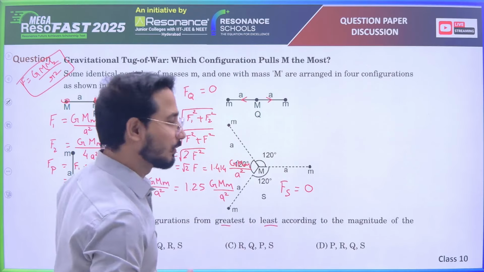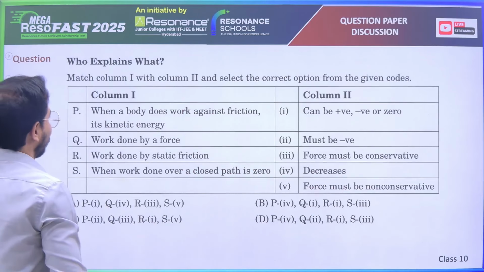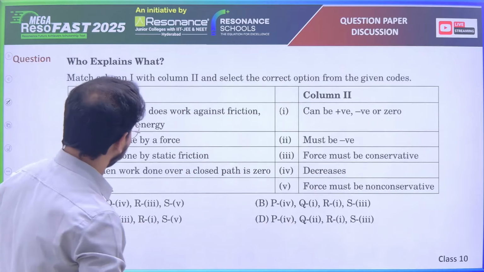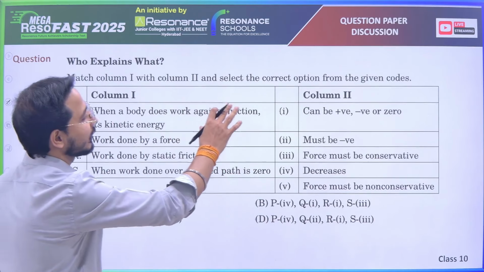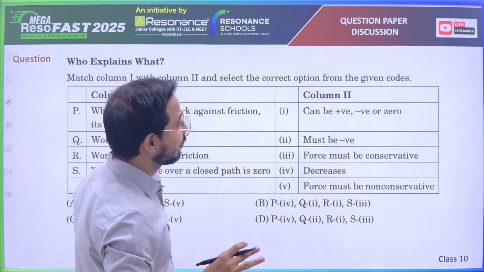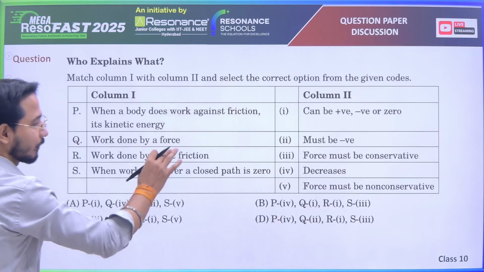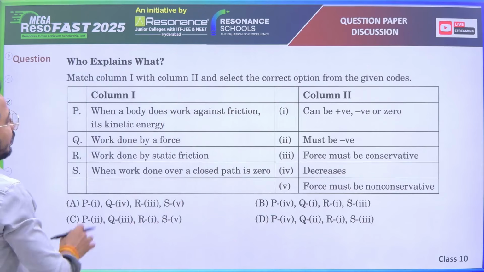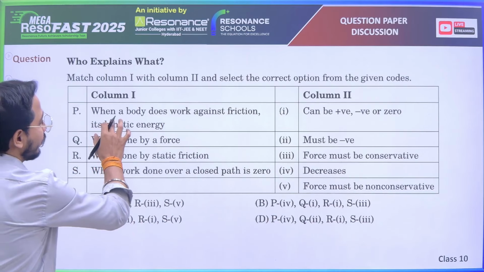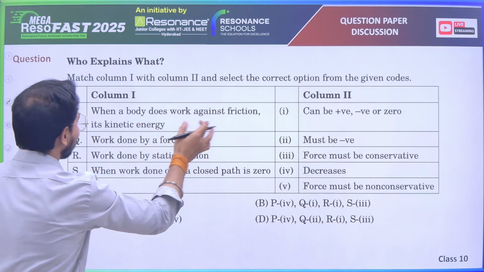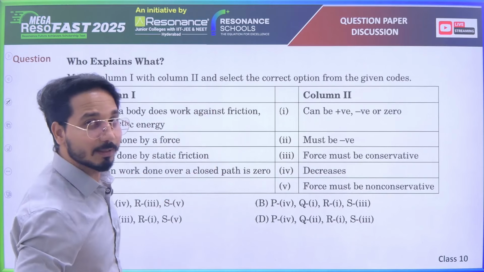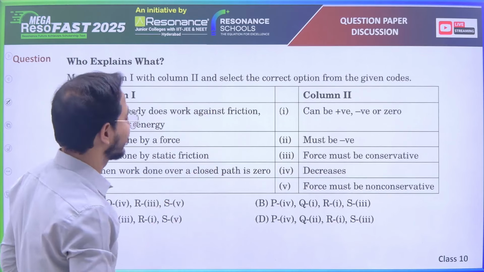Okay, moving ahead to the next question. Here it is a match the following. So match column 1 with column 2 and select the correct option from the given codes, right? So in column 1, P: when a body does work against friction, what happens to its kinetic energy?